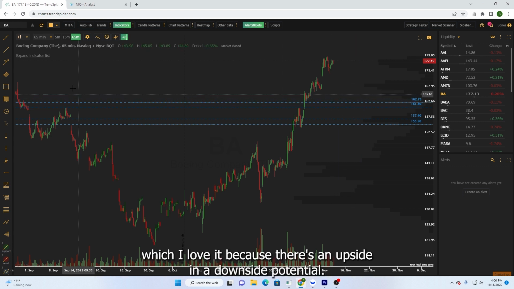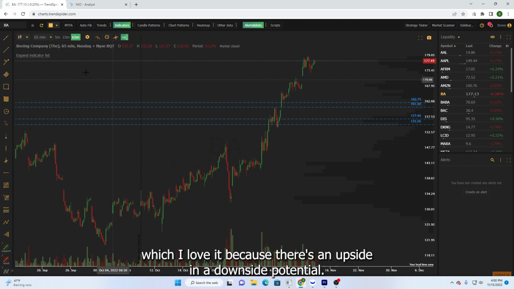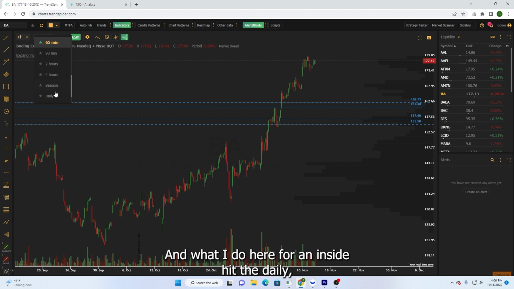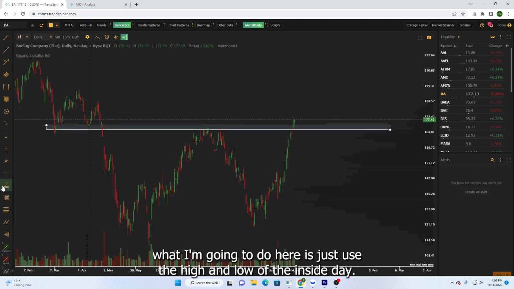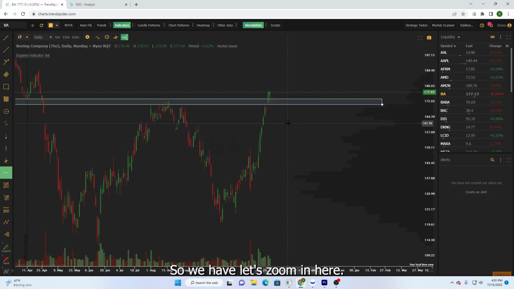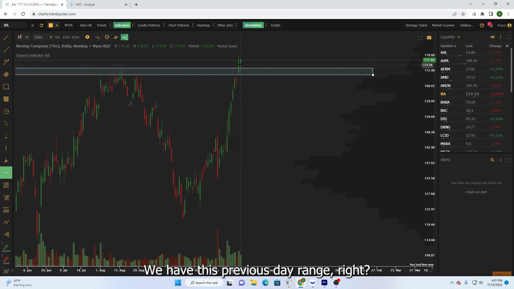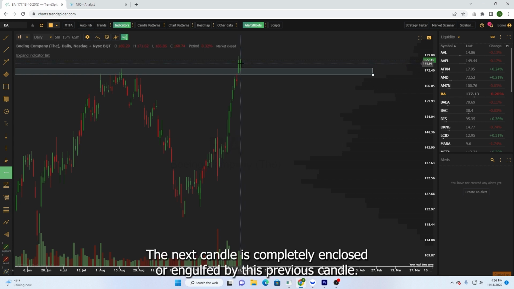Which I love, because there's an upside and a downside potential. And what I do here for an inside day, hit the daily. What I'm gonna do here is just use the high and the low of the inside day. So let's zoom in here. We have this previous day range, right? The next candle is completely enclosed or engulfed by this previous candle.